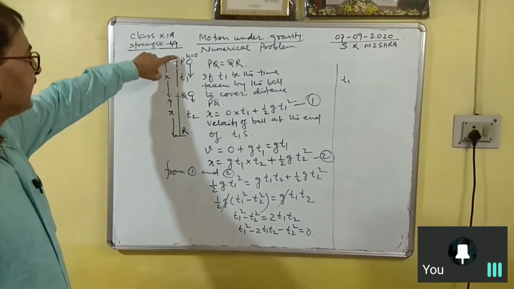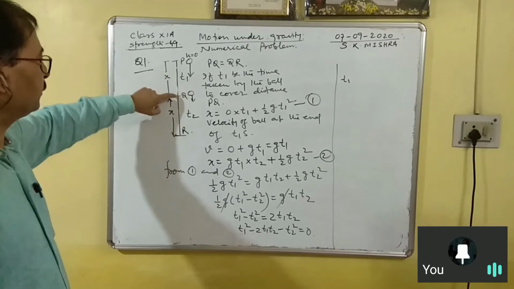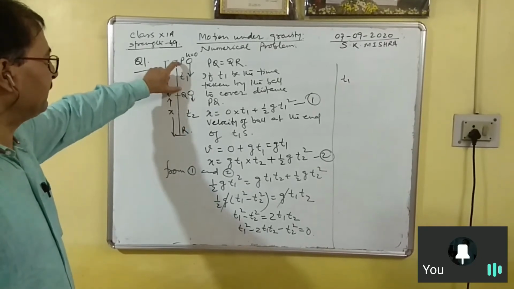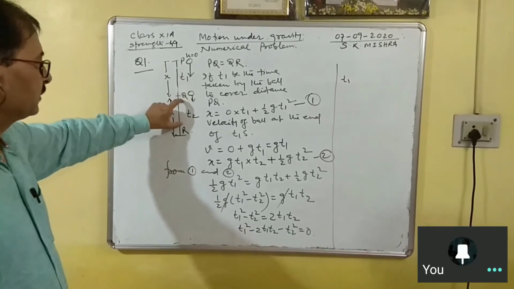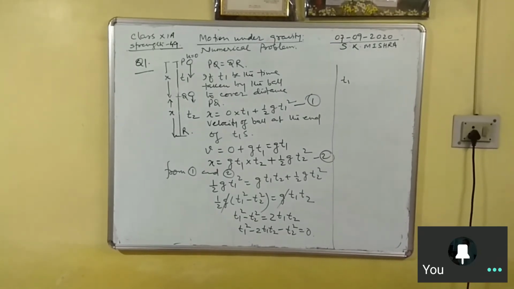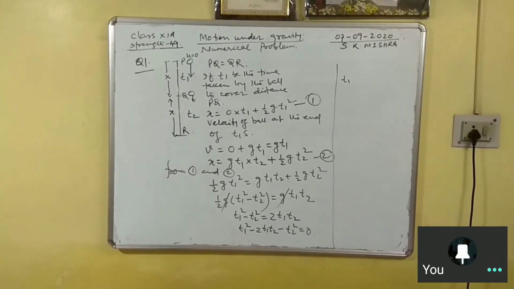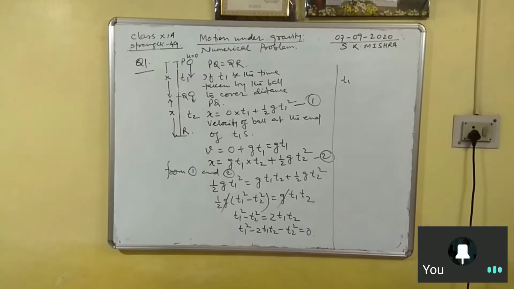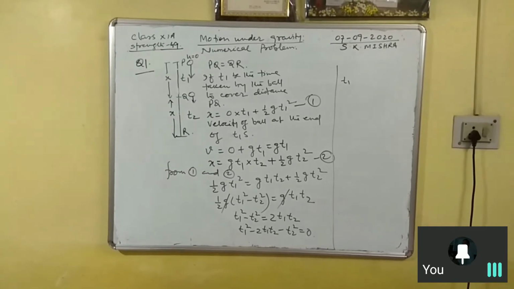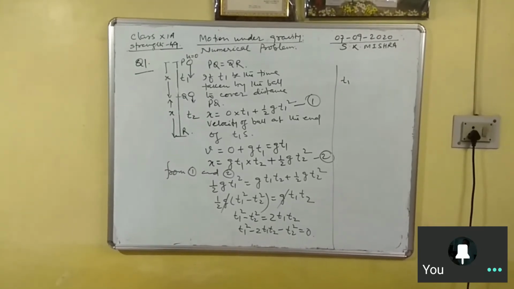Okay, the ball takes t1 time from P to Q and t2 time from Q to R. This time interval is t1, this time interval is t2. So you have to find the ratio, t1 is to t2 or t2 is to t1, whatever you can find. The best way to find it: t1 plus t2 is the total time.